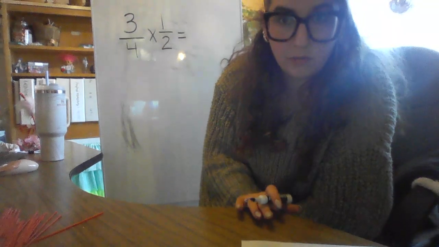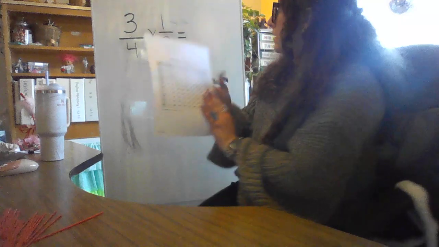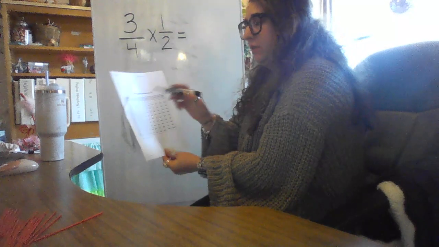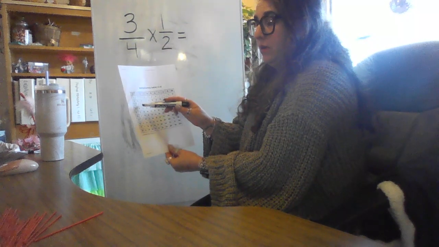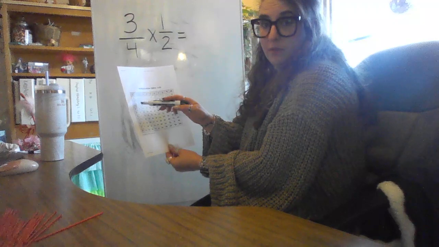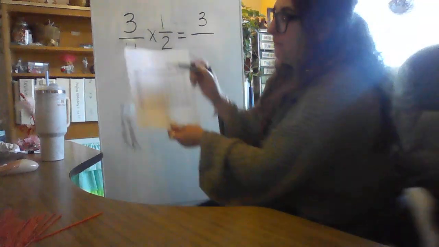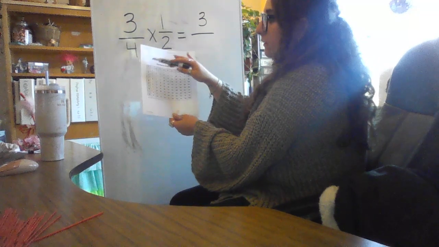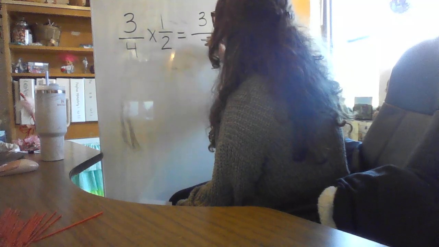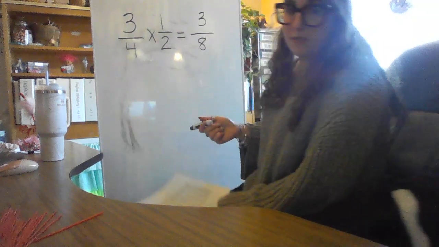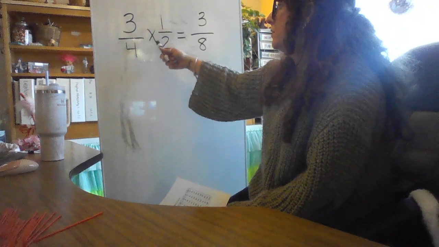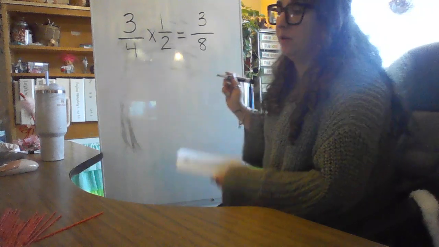If you have a student struggling with multiplication, you can have their multiplication sheet pulled up here, and you would go down to the 3, over to the 1, and you would see that 3 times 1 is 3. Then the denominator: 4 times 2. Same thing, we go down 4, over 2, and 4 times 2 is 8. So you get 3 for the numerator and 8 for the denominator. That gives us the answer of 3/4 times 1/2 is 3 over 8.